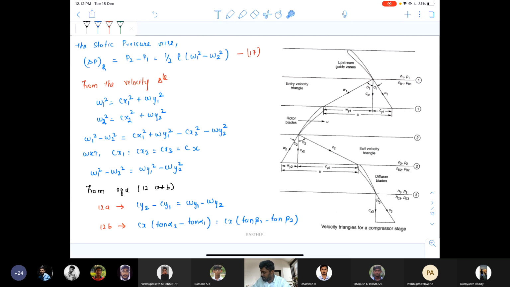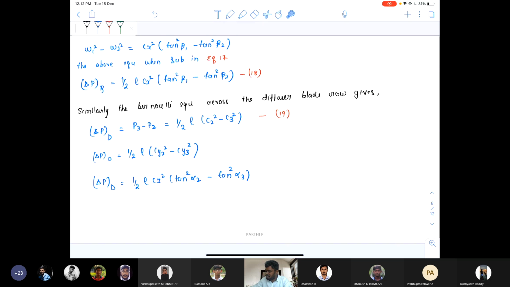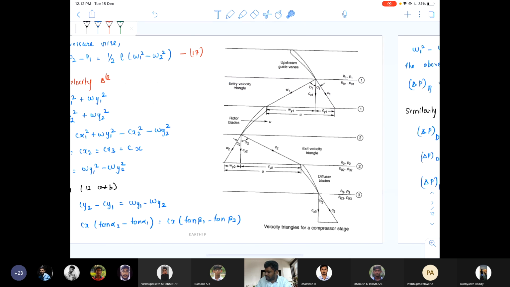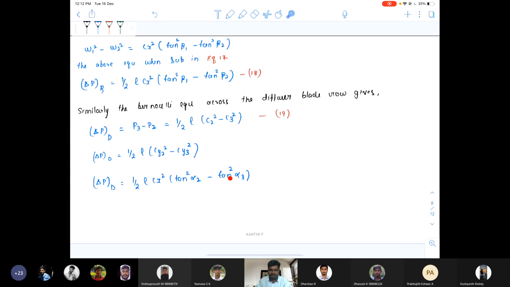In the same way, we have taken this equation for Cy2 square minus Cy1 square. Therefore, Cy2 minus Cy1 will be equal to Cx into tan alpha 2 minus tan alpha 1. We have used this equation. That is, we have considered both the equations and rewritten them. That is, Cy2 square minus Cy3 square is being written as tan square alpha 2 minus tan square alpha 3. That is, this equation has been framed.